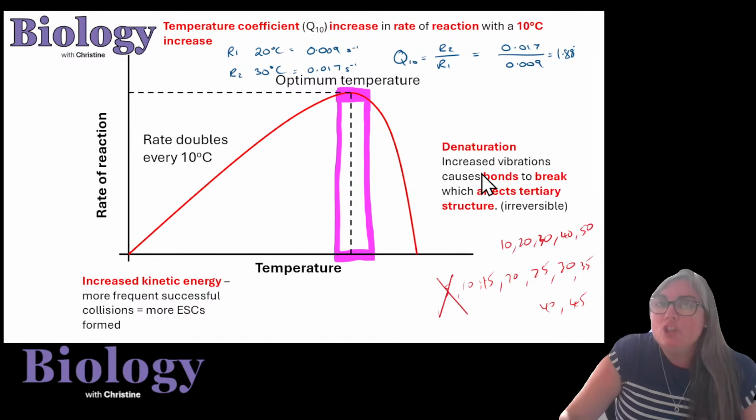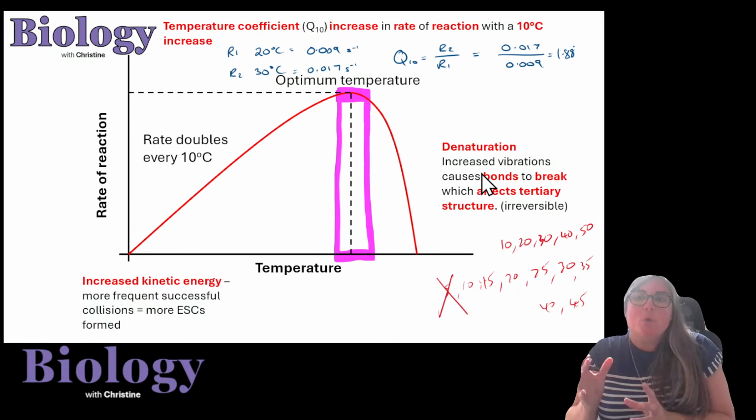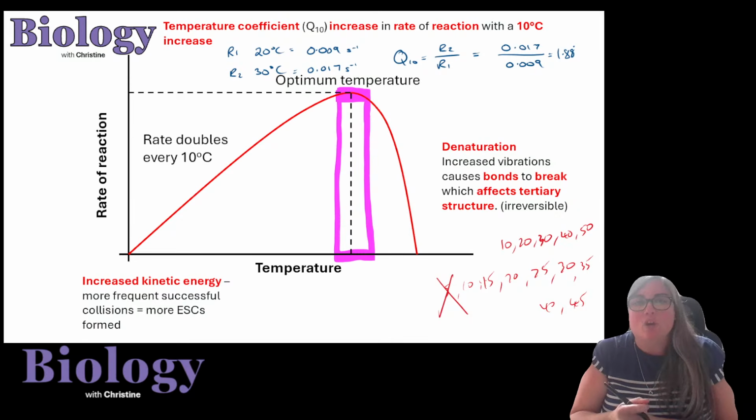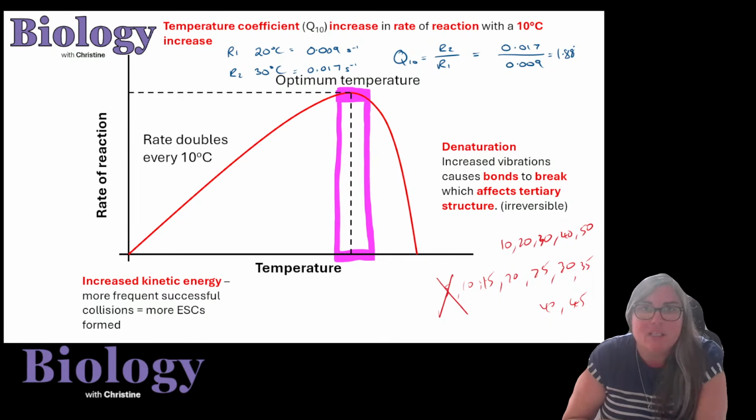Now, don't jump to denaturation too quickly. That's another thing that a lot of students struggle with. They jump to denaturation. They talk about the fact that high temperature is going to cause the enzyme to become denatured.